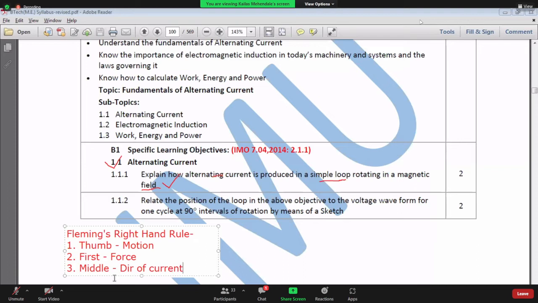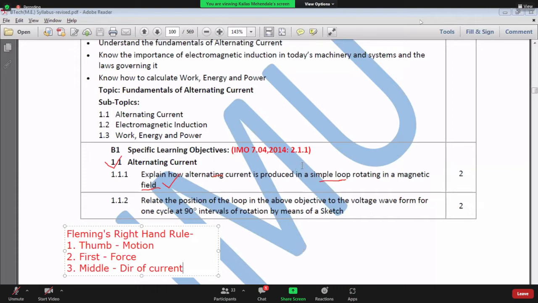Please write this down, because these are the words we look for when we check your answer sheets. Fleming's right hand rule was used there for determining the direction of current, and as the coil completed a 180 degree revolution, the direction of current automatically reversed because the motion changed from clockwise to anti-clockwise, and therefore the direction of current reversed.